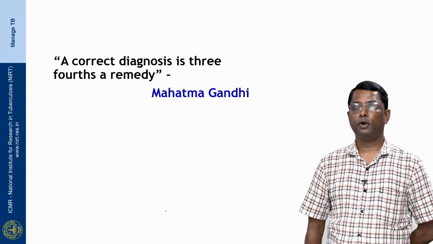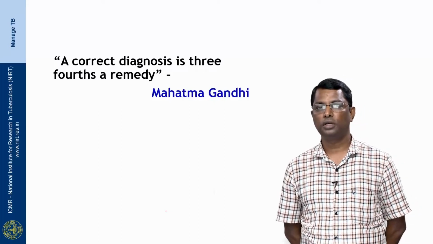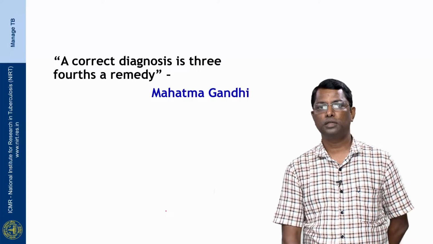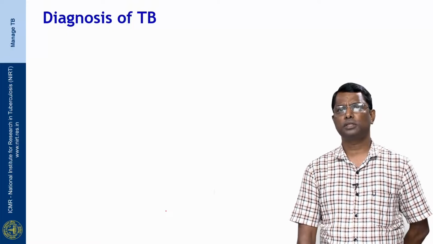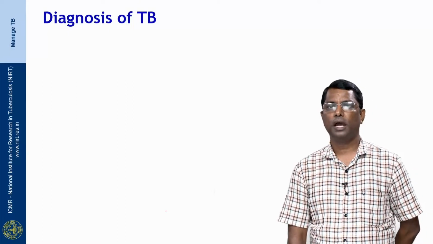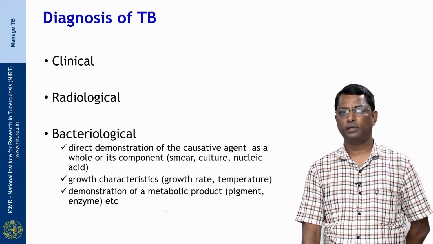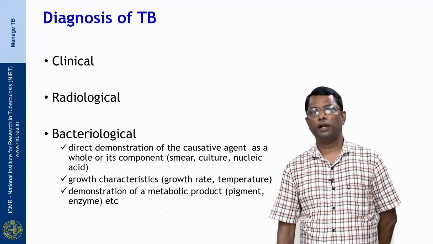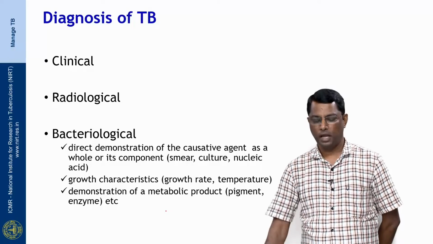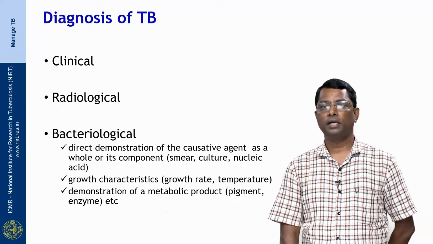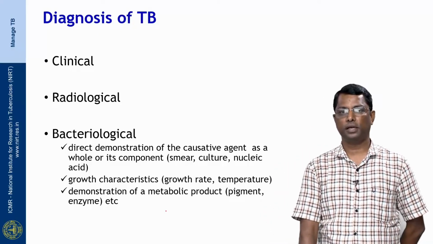The importance of diagnosis was emphasized by our father of the nation, Mahatma Gandhiji, who said a correct diagnosis is three-fourths a remedy. Now, diagnosis of tuberculosis can be done by clinical findings, radiological findings, or bacteriological findings. Bacteriological finding is mainly by direct demonstration of the causative agent as a whole, by smear or culture, or by its component, by nucleic acid detection.